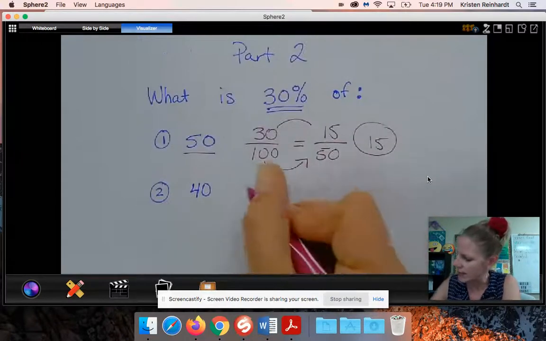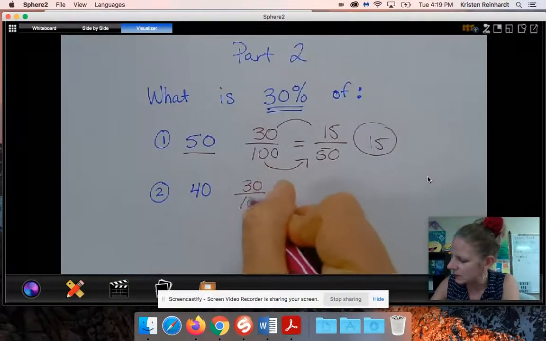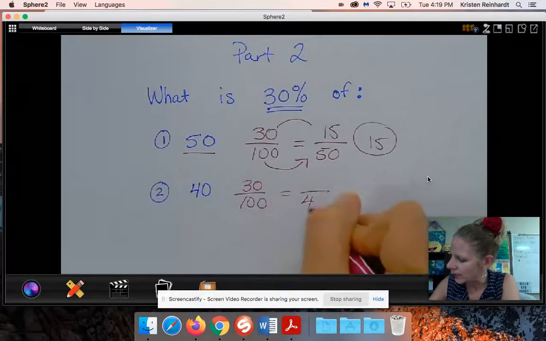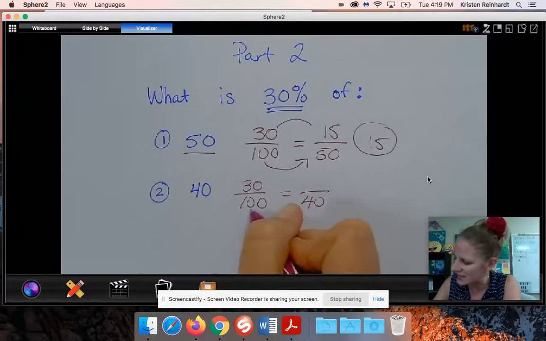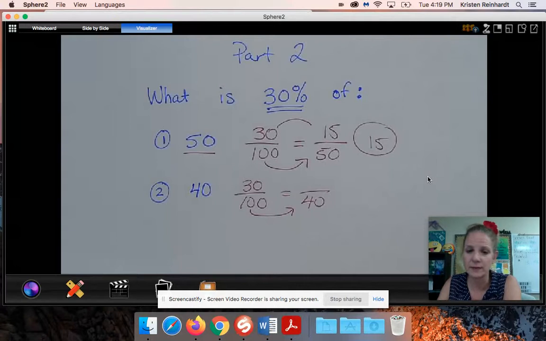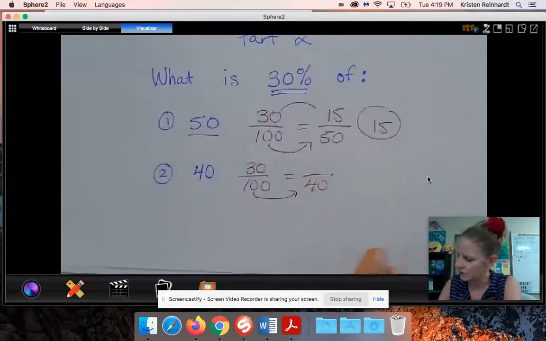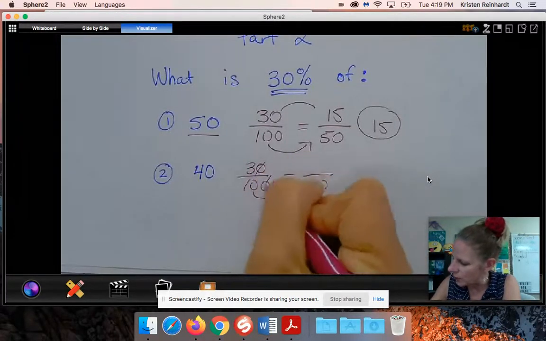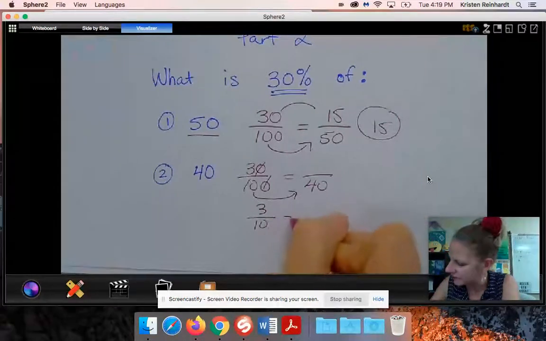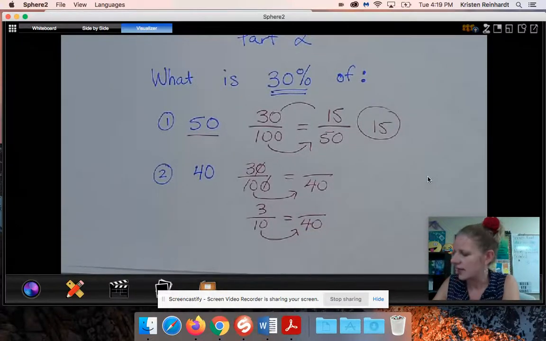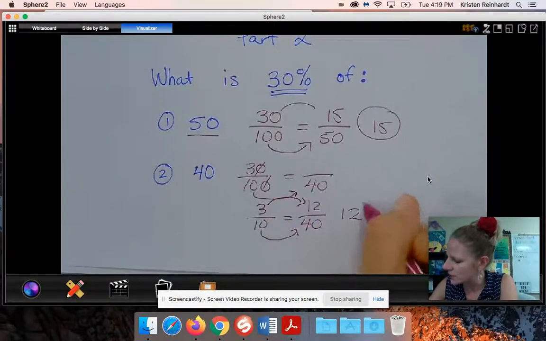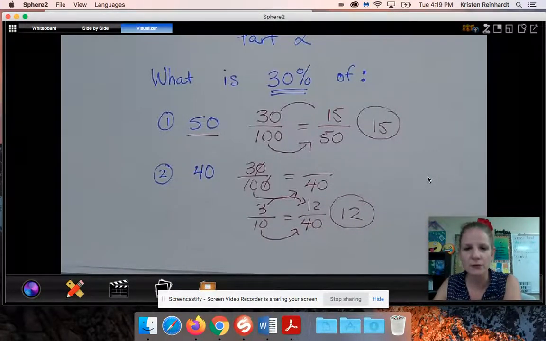All right, let's try it again. How about 30% of 40? The whole will always go on the bottom. This time I can't make 100 into 40, so I'm going to need to simplify the fraction. I can simplify 30 over 100 to 3/10. Then 10 times 4 is 40, so I must do 3 times 4, which is 12. So 30% of 40 is 12.